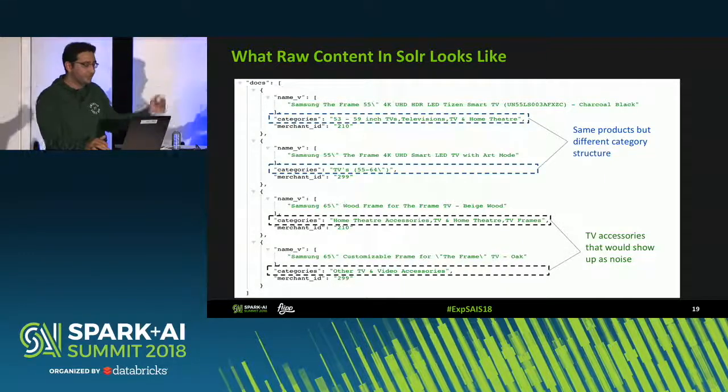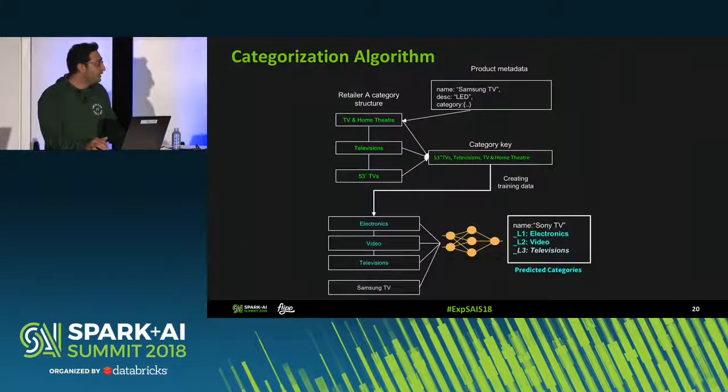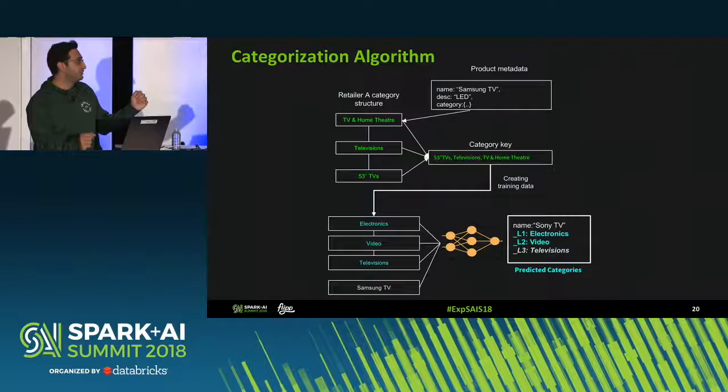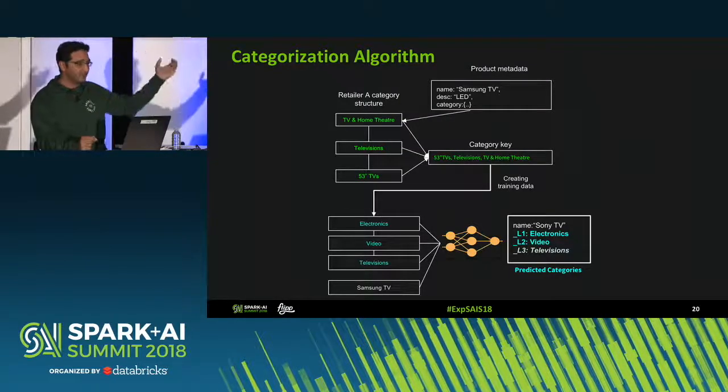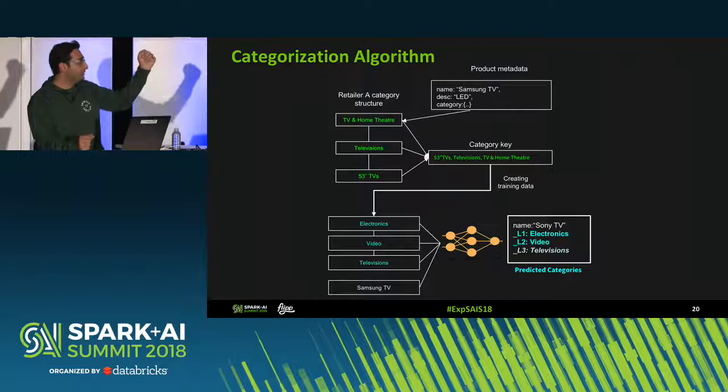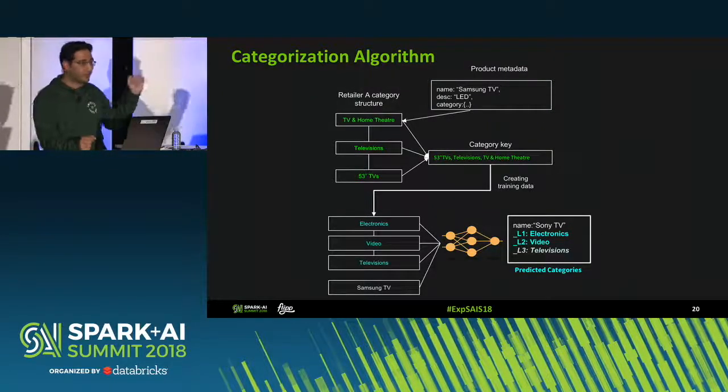This is not what the user actually expects to see. So this is how our categorization algorithm actually works. We would get the product metadata from, let's say, one retailer, and that retailer would have a certain hierarchy. What we did was create a microservice to extract this category structure into category keys, and then we use that microservice to map, let's say, a category key to our product taxonomy.